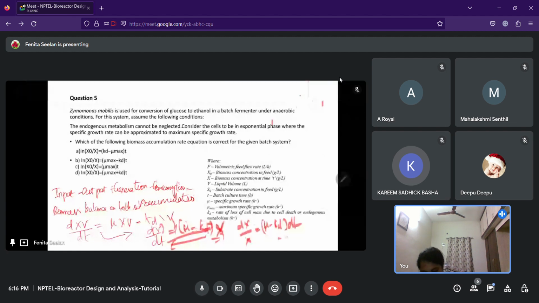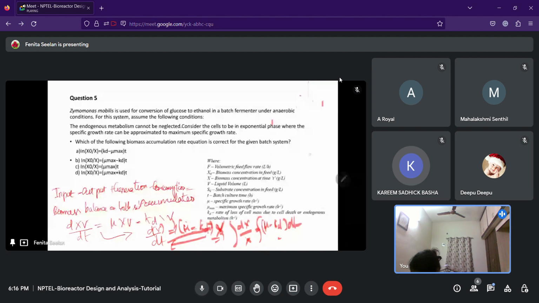So if you integrate on both sides, the integration of 1 by X is ln X by X naught, right? So if we keep the initial conditions and the final conditions and put a limit, dX by X from X naught to X equal to mu minus Kd into dt, given it is 0 to t, it will become ln of X by X naught equal to mu max minus Kd into t.